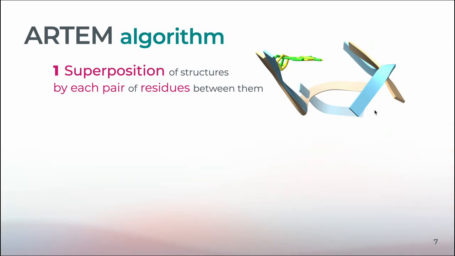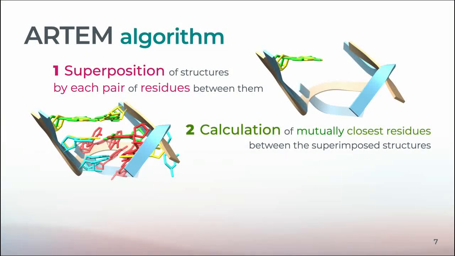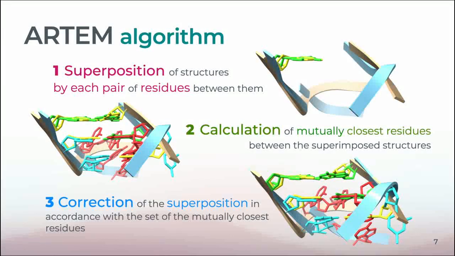On the next step, ARTEM calculates the set of mutually closest residues in the superposition in the structure that is superimposed. The third step is a correction of the superposition in accordance with this set of mutually closest residues. Now we just need to select the better one with some metric like RMSD or the size of the mutually closest residues set.